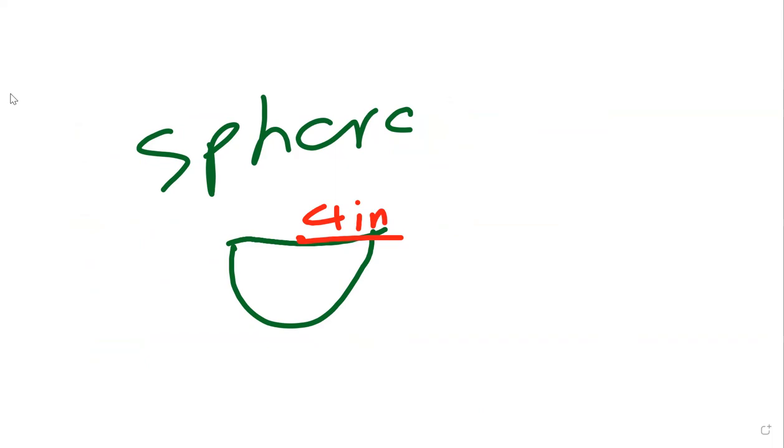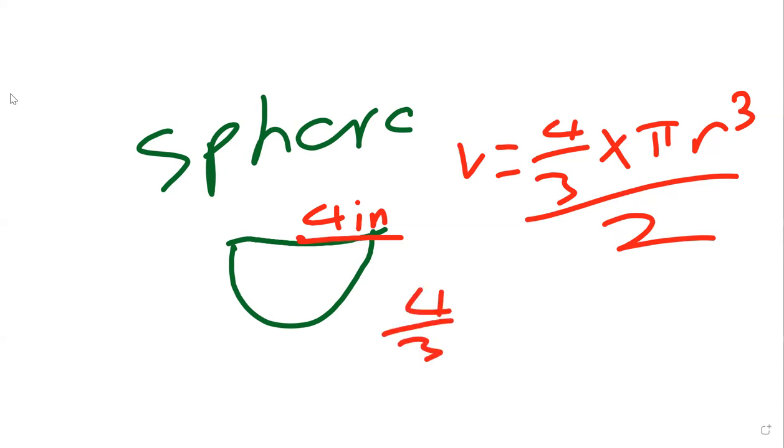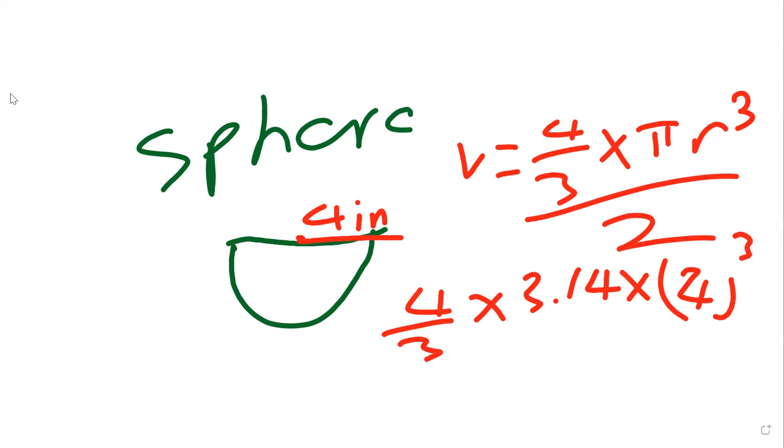Now the idea is, in order to find the volume of half of my sphere, is for me to find the entire sphere and then divide it by 2. So the formula would be the volume would equal to 4 divided by 3 times pi r to the third, all divided by 2. And so let's go. So we say 4 divided by 3 times 3.14 times 4 raised to the third power.